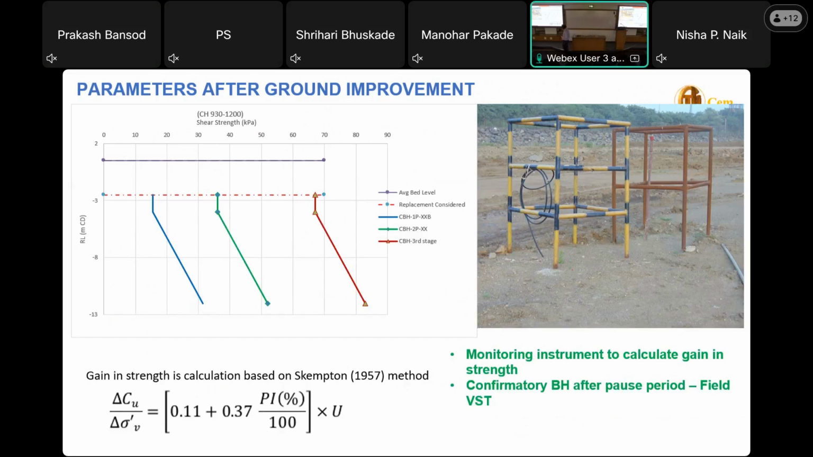So we have determined, and at every stage we have monitored the strength gain with the help of degree of consolidation with this classical theory, as well as the borehole for each and every stage. This is a photograph showing the instrumentation. This is the vibrating wire piezometer, the black lines, and this is the settlement marker.